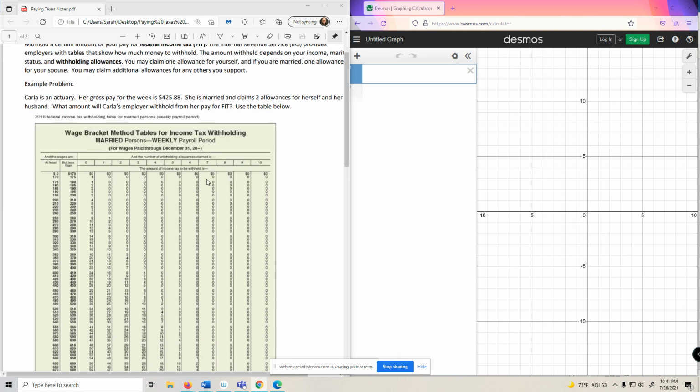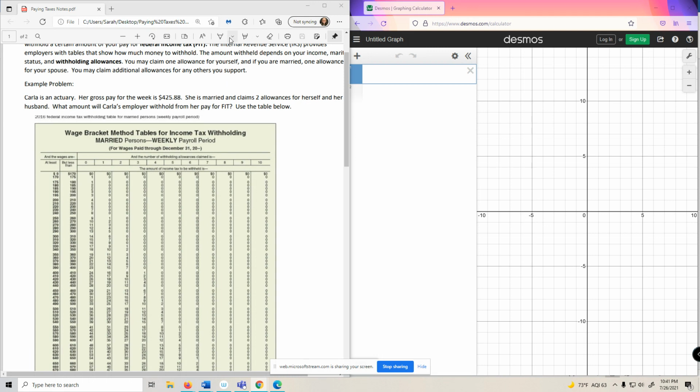So in this example problem, Carla's an actuary. Her gross pay for the week is $425.88. She is married and claims 2 allowances for herself and her husband. What amount will Carla's employer withhold from her pay for FIT? And we are to use the table below. So first of all, we know we're using the right table. This one says for married people and she is married, so we're good to go.